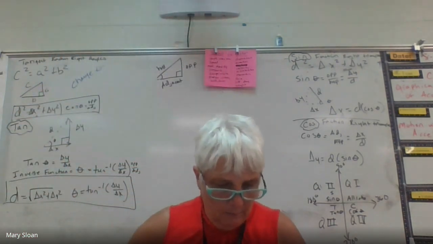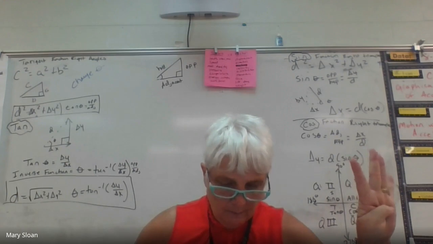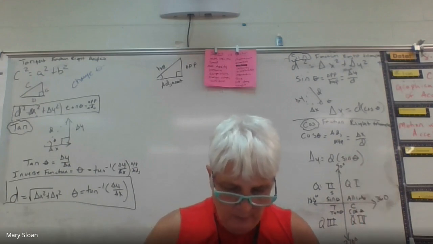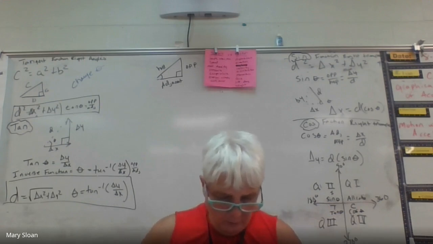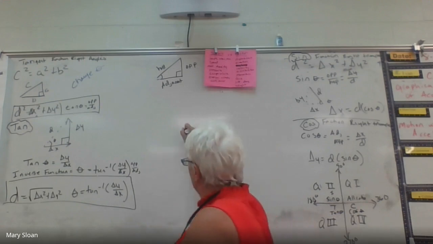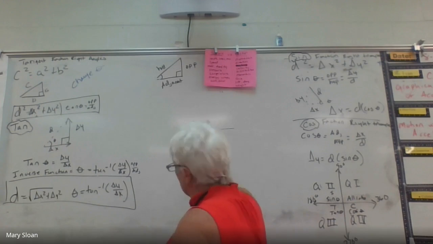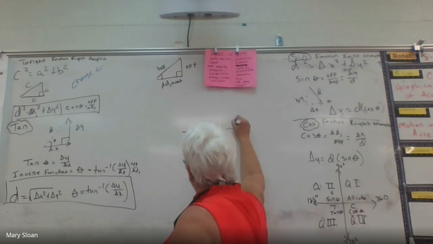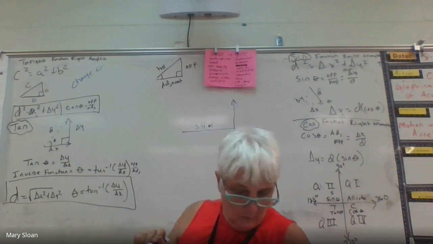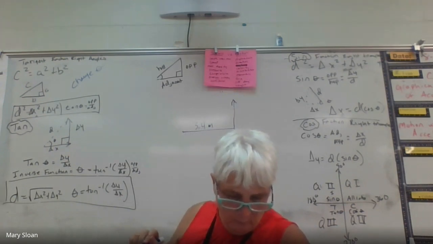Which are we on, number 4, guys? Okay. A hummingbird at 3.4 meters above the ground flies at 1.2 straight up. So we've got 3.4 meters, and he flies up. How far? 1.2, right?